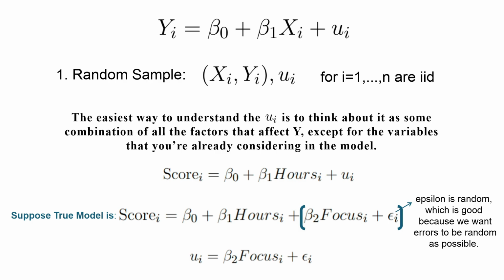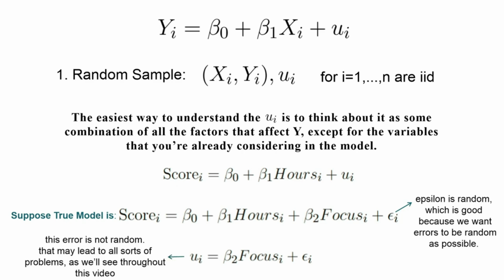u_i represents a combination of everything that affects the y variable except for the variable that's already included in your model. And it's easy to see that since u_i contains the variable focus, u_i is not going to be random, obviously, and that may lead to all sorts of problems as we're going to see throughout this video.